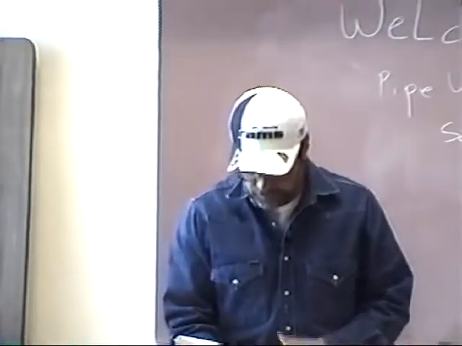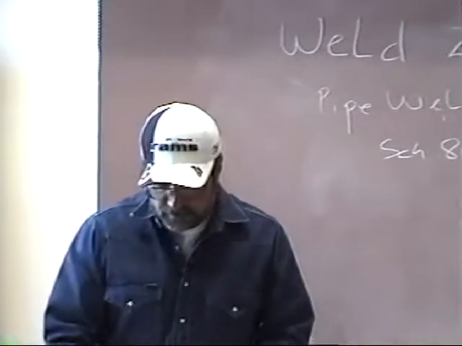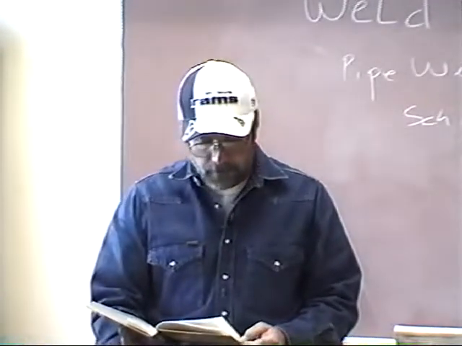A large mass of metal adjacent to the weld zone will tend to withdraw heat from the weld zone more quickly than a small mass. That's the example I gave you with Schedule 40 and Schedule 80 pipe. Another factor to consider in estimating the rate at which heat will be withdrawn is the number of paths available along which the heat can flow.